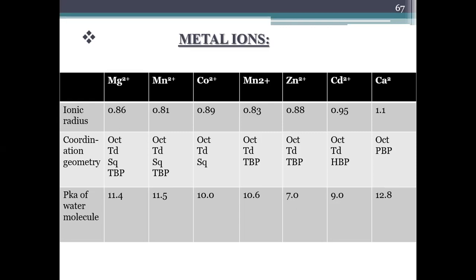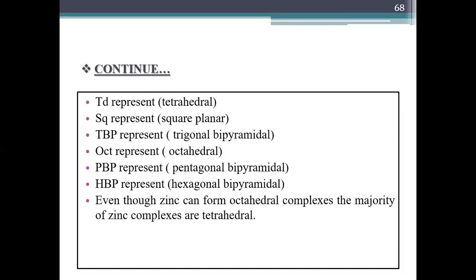pKa of water molecules of different metal ions are mentioned in a table. TD represents tetrahedral geometry, SQ represents square planar, TBP represents trigonal bipyramidal, OCT represents octahedral, PBP represents pentagonal bipyramidal, and HBP represents hexagonal bipyramidal geometry. Even though zinc can form octahedral complexes, the majority of zinc complexes are tetrahedral.